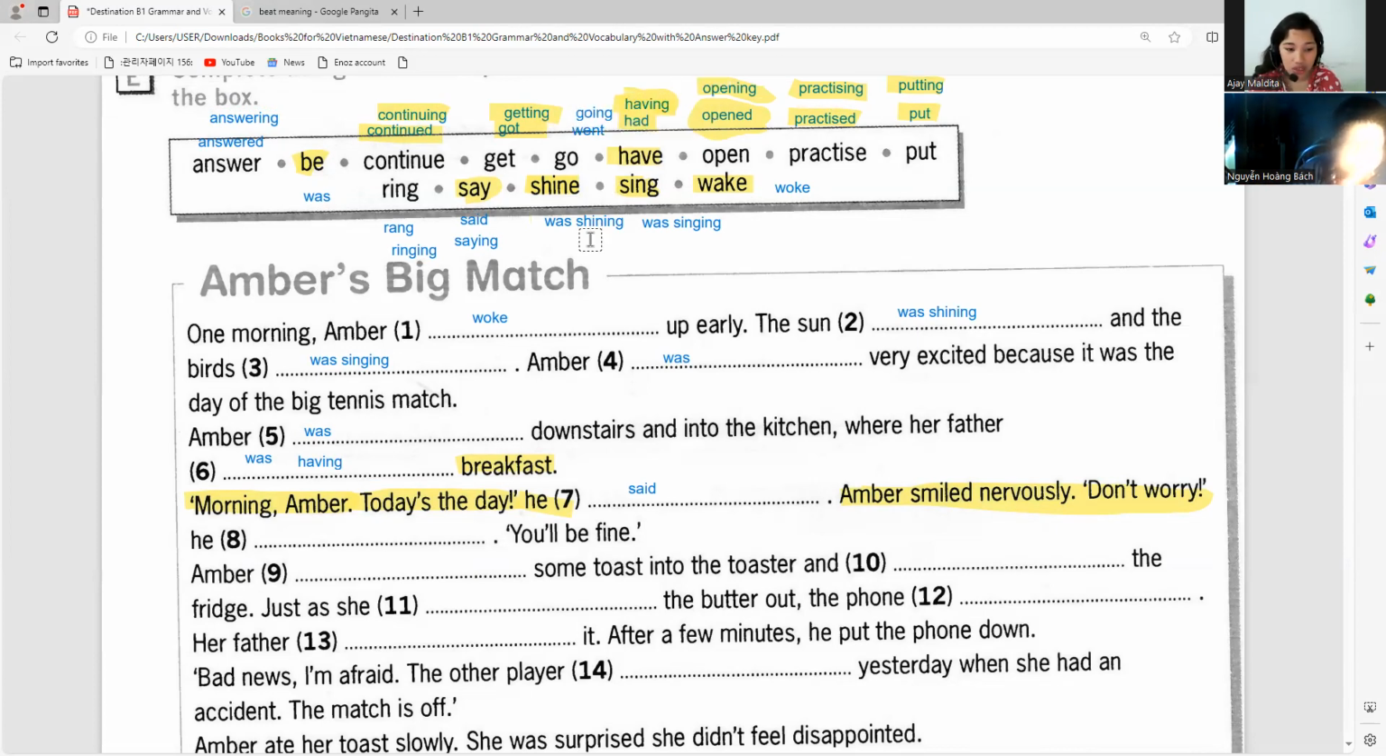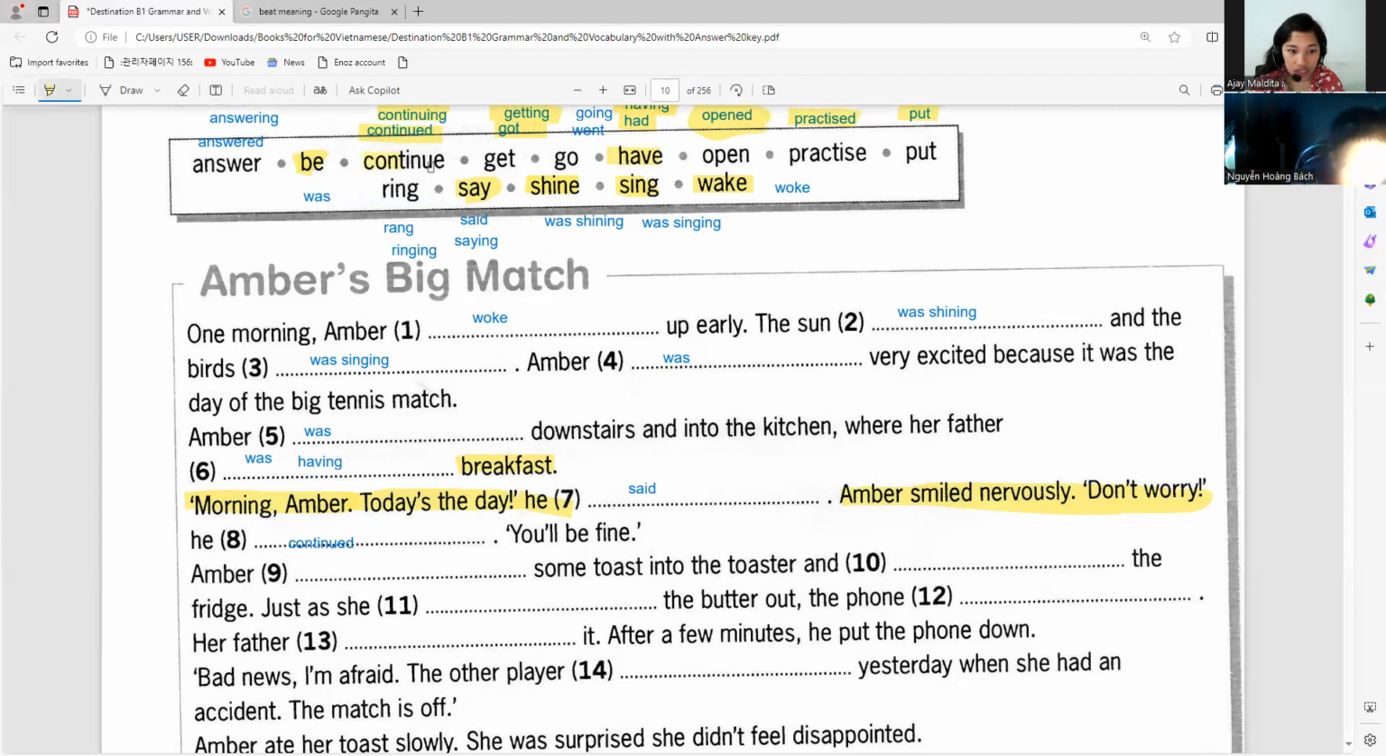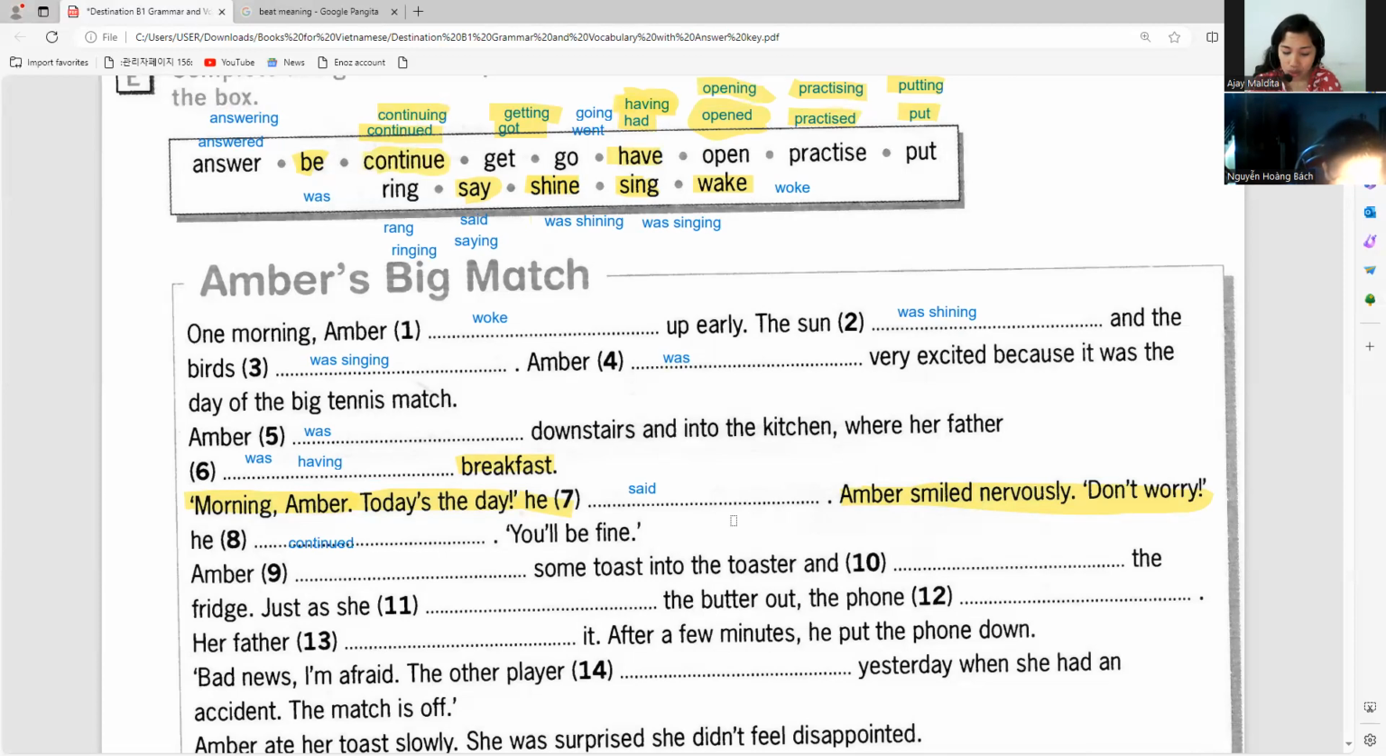What's your answer this time? You will not use was this time. So the correct answer is answered, no. Last one, last answer, last chance. As a warning, answering, you will not use ing this time. Only past simple. The correct answer is he continued. The past tense of continue, continued. Morning, Amber. Today's the day, he said. Amber said nervously, "Don't worry," he continued. "You'll be fine. You will be fine."